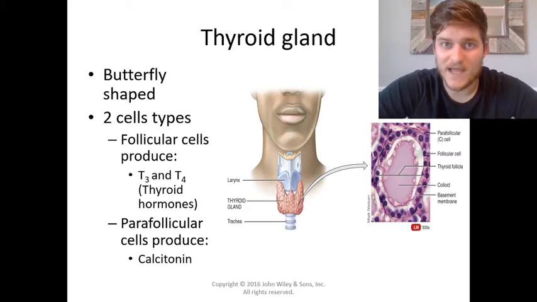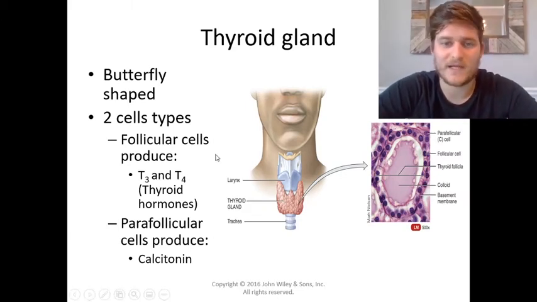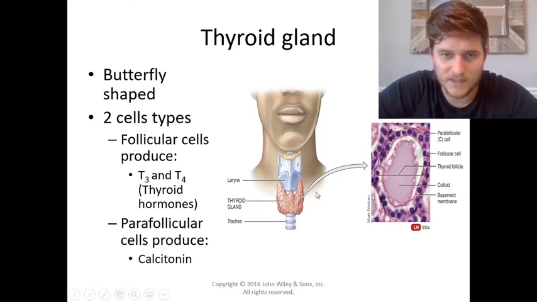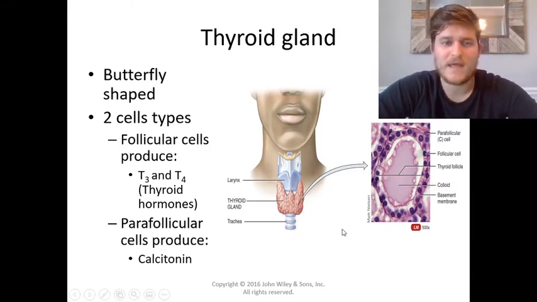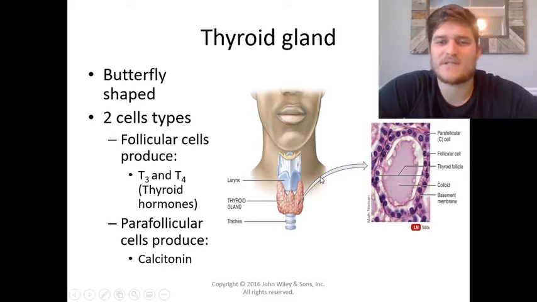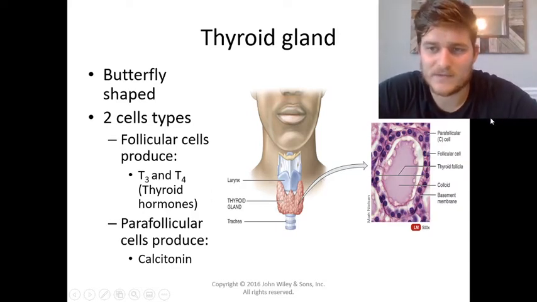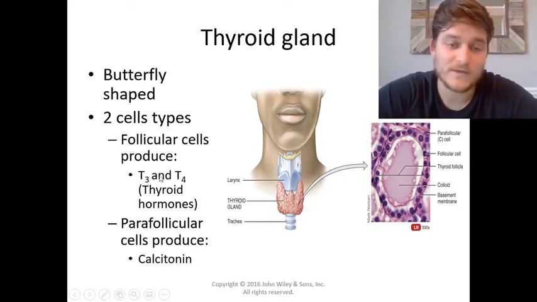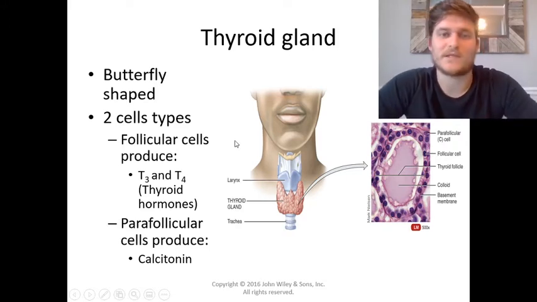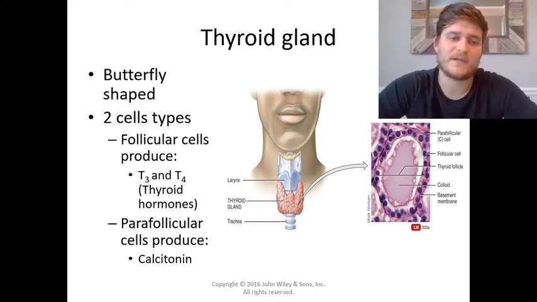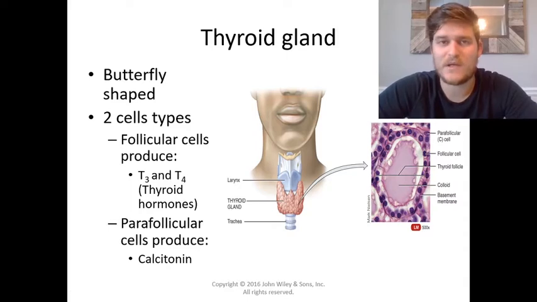First, let's discuss the thyroid gland, which is a butterfly-shaped group of cells located on the larynx and trachea as shown. And there are two different cell types located on these group of cells. Follicular cells, which are going to produce the hormones T3 and T4, and then parafollicular cells, which produce calcitonin, which is going to regulate our blood calcium levels.